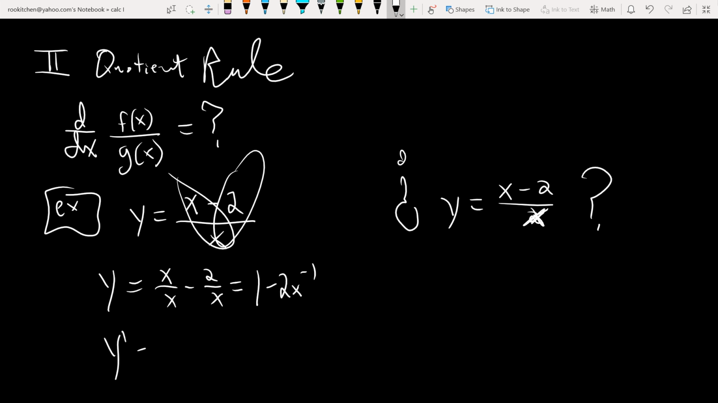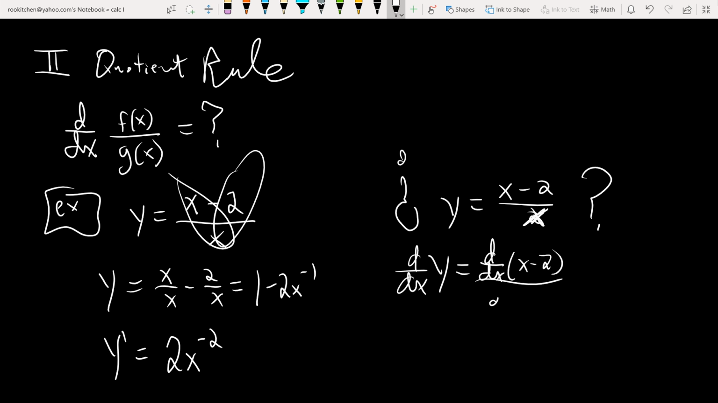Its derivative then is going to be, okay, the derivative of 1 is 0, and the derivative of negative 2x to the negative 1: bring down the negative 1, I get 2. x to the negative 1 minus 1 is negative 2. Okay, so that's our answer. Let's see what we get if we just took the derivative of the top and the bottom separately. So I'm saying the derivative of this thing is equal to just taking the derivative of the top all over the derivative of the bottom.